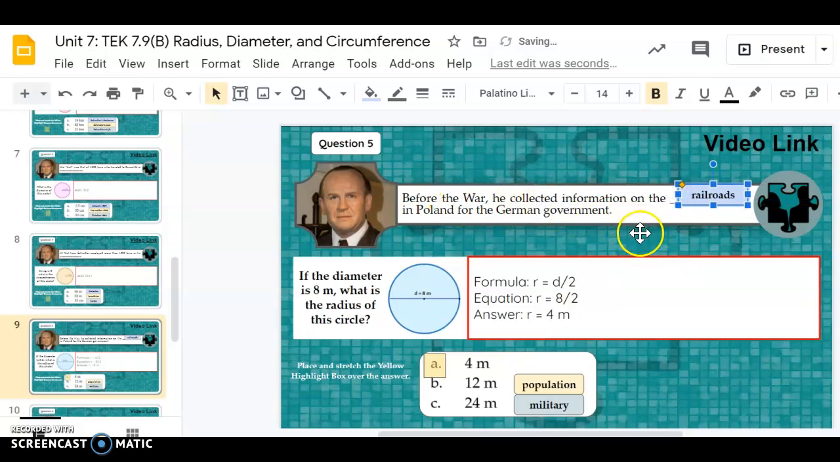And before the war, he collected information on the railroads in Poland for the German government. That's what Schindler did, Oskar Schindler, before the war.